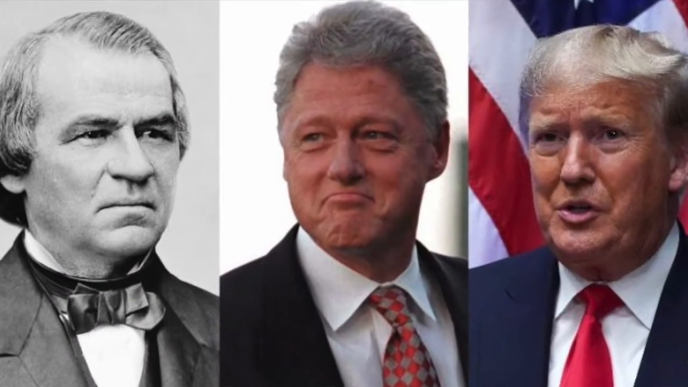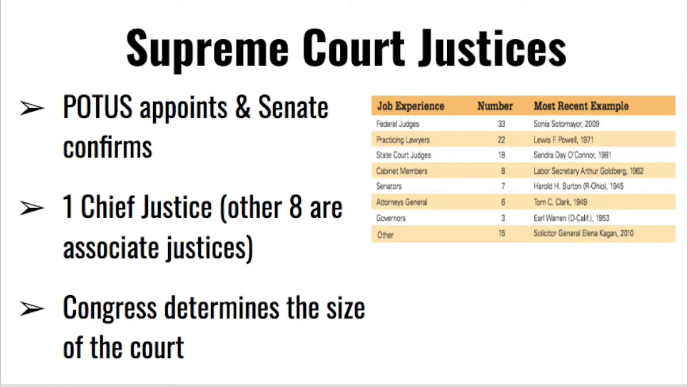These justices do serve for life unless they are impeached, which is just the trial, right, by the House, and then the Senate would determine if they're guilty or not, and then what does that mean if they are guilty? Out of the 9, there is 1 Chief Justice, and then 8 associate justices.